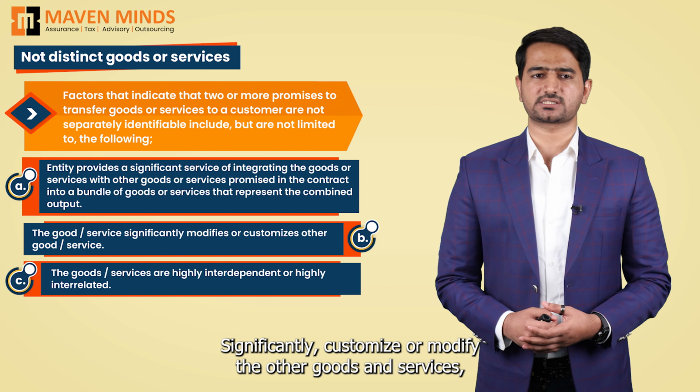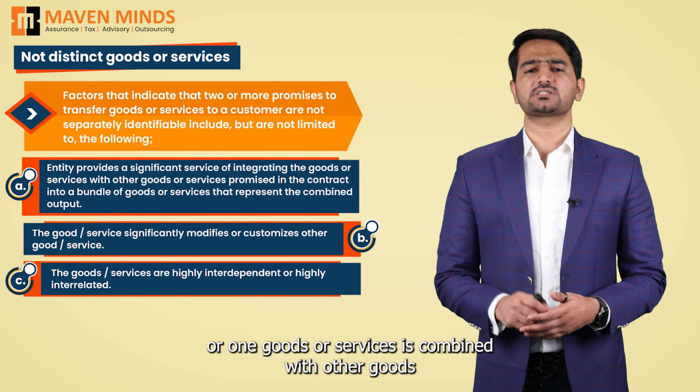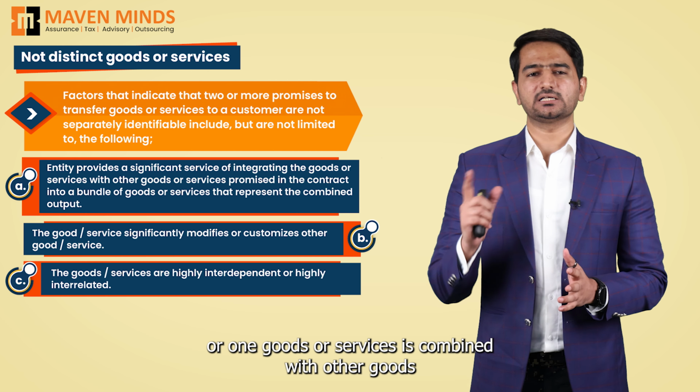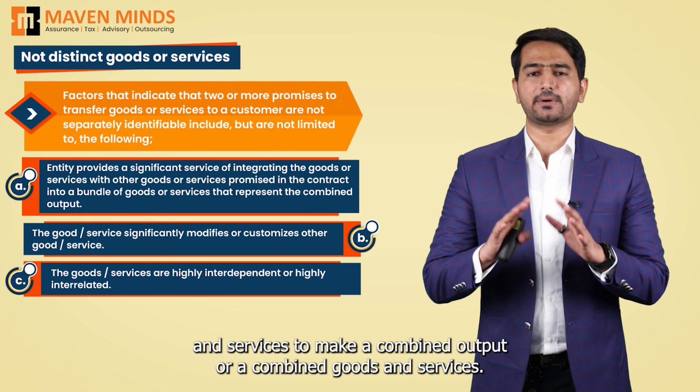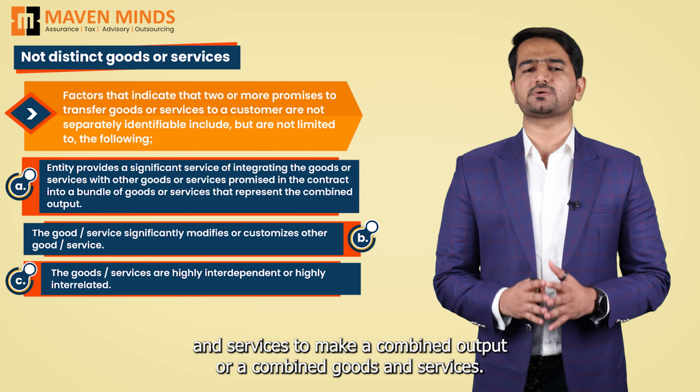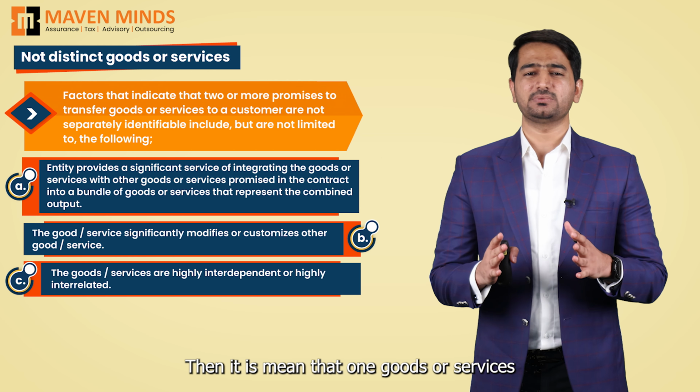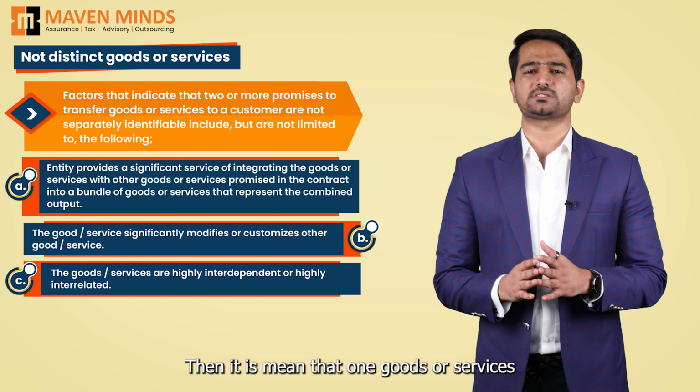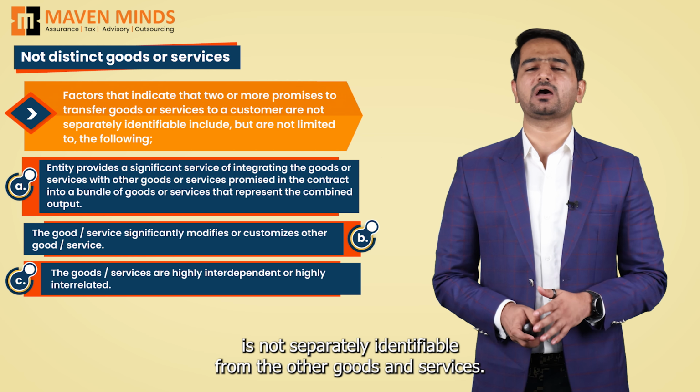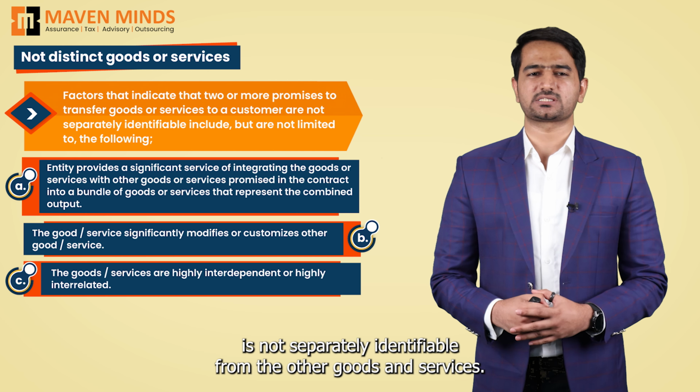other goods and services, or one good or service is combined with other goods and services to make a combined output or a combined good and service, then it means that one good or service is not separately identifiable from the other goods and services.